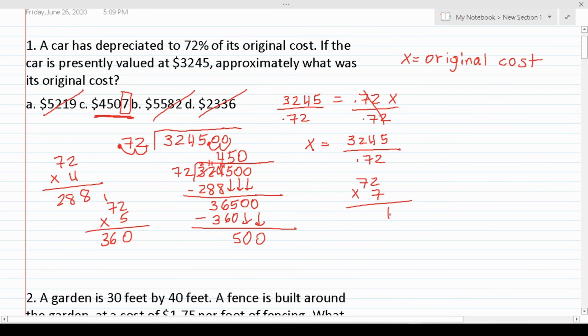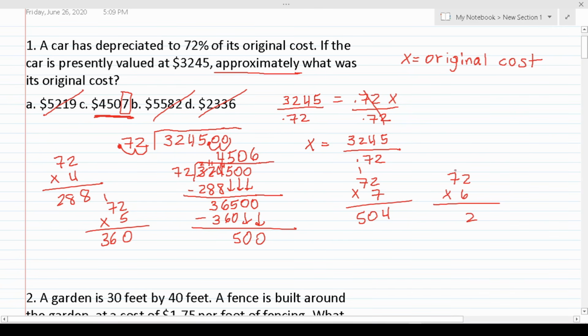2 times 7 is 14. Carry the 1. 7 times 7 is 49, 50. We can see that 7 is going to be too big. It's going to give us 504. So again, we know this is 6. Thankfully, they said approximately what is the original cost. So in all likelihood, they rounded this answer, and I'll go ahead and show you that that's what they did. So this is, in other words, it's going to be 72 times 6.